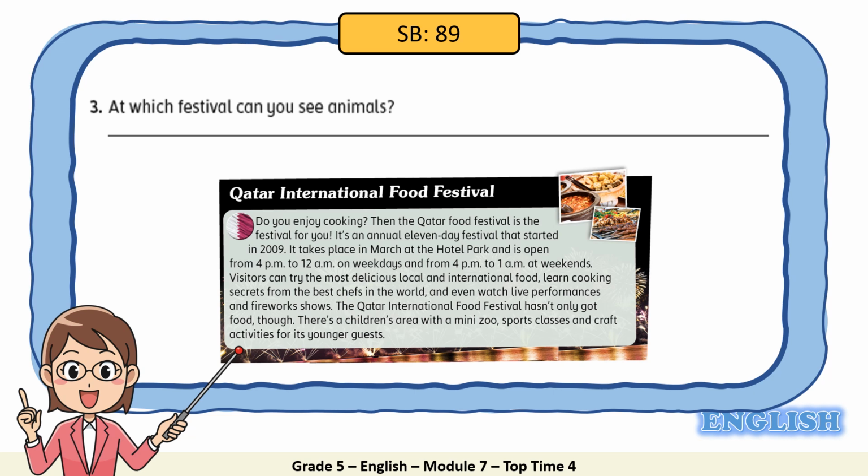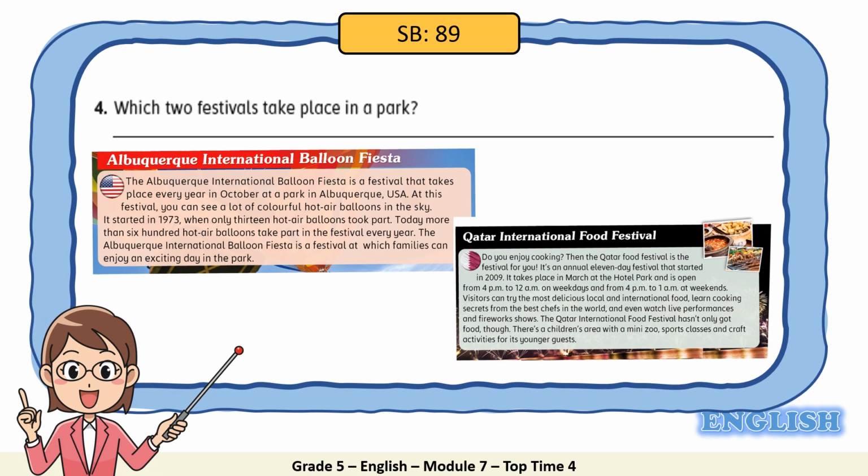Question number 3. At which festival can you see animals? Well, according to the text, you can only see animals in one festival, at the Qatar International Food Festival. Question number 4. Which two festivals take place in a park? Well, there are two. The first one is the Hot Air Balloon Fiesta, and the second one is the International Food Festival in Qatar.